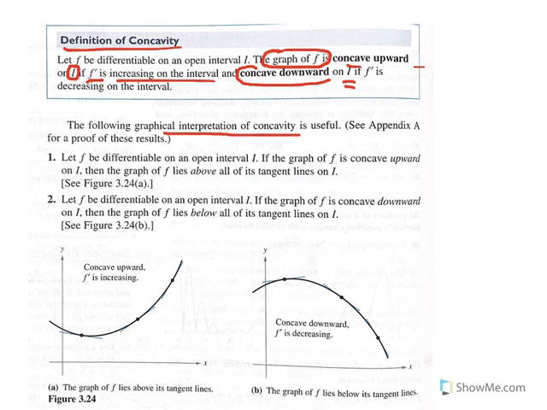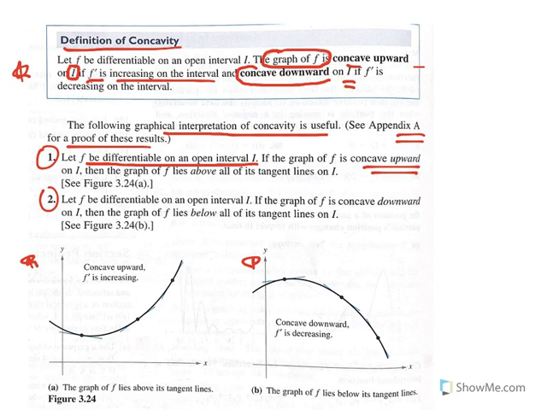Now, here is how we interpret concavity graphically. The following graphical interpretation of concavity is useful. See Appendix A for a proof of these results. But we can see that these results do make sense by looking at the definition and these two figures. Number 1: let f be differentiable on an open interval I. If the graph of f is concave upward, the graph looks like the first figure, and the graph of f lies above all of its tangent lines on the interval. So you can see the tangent lines are all below the graph. That's what we mean by the graphical interpretation. Concave upward looks like that.